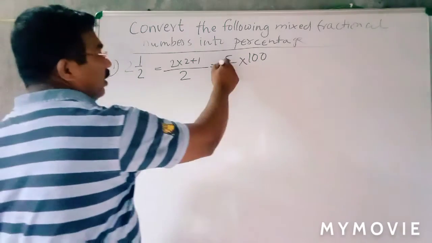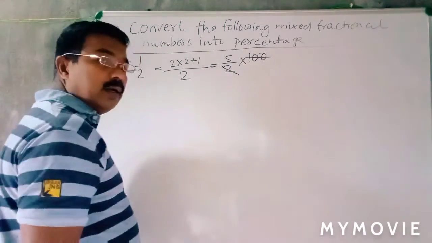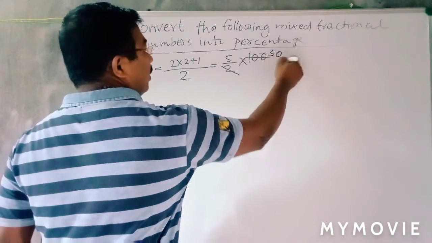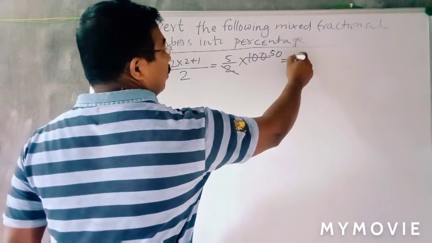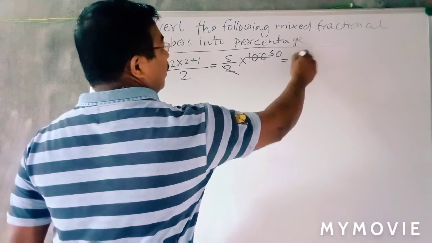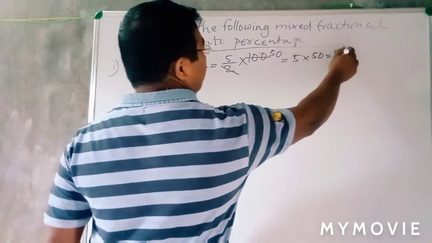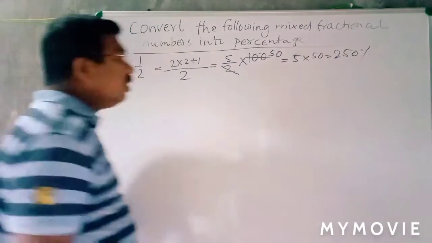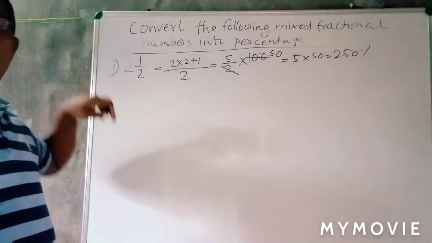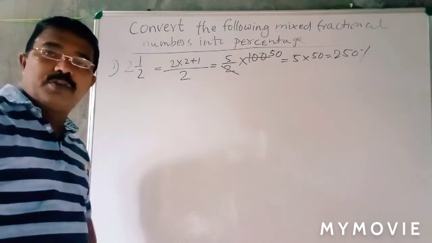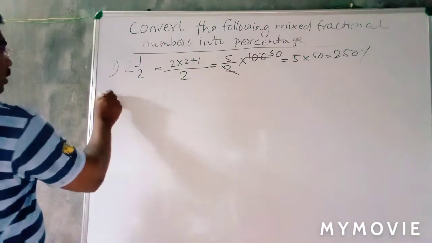Multiply it with 100, the 2 and 100 cancel and we will get here 50. 5 into 50, 250%. We can say that 2 1 by 2 is 250%. Now second one.